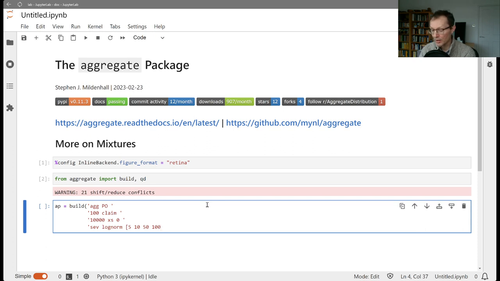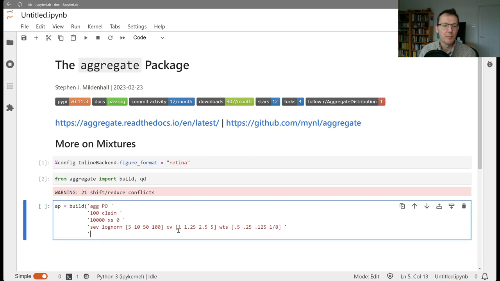Notice that the commas within these vectors here are optional. You can put commas in if you like. They will just get stripped out by the parser. And okay, so that's my means, and then I want my CVs to be 1, 1.25, 2.5, and 5. So we've got increasing means and increasing CVs, and the weights are going to be 0.5, 1/4, 1/8, and 1/8. You can actually enter 1/8 as a fraction. It accepts fractions in the parser.